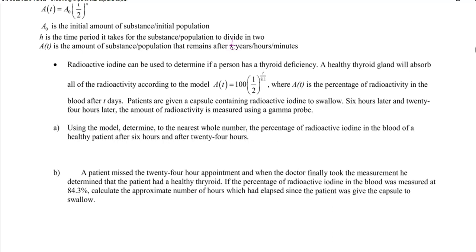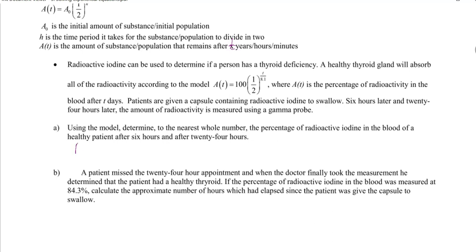So patients are given a capsule containing radioactive iodine to swallow. 6 hours later and 24 hours later, the amount of radioactivity is measured using a gamma probe. Sounds like more fun at every step. Take this radioactive pill and send the gamma probe. Use the model to determine to the nearest whole number the percentage of radioactive iodine in the blood of a healthy patient after 6 hours and after 24 hours.